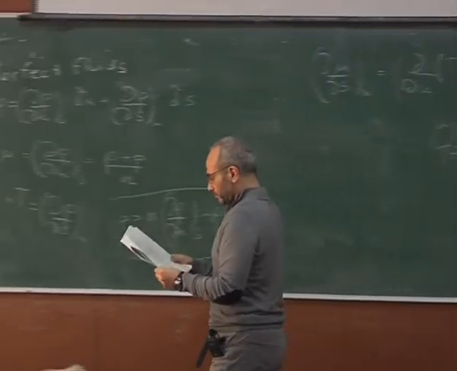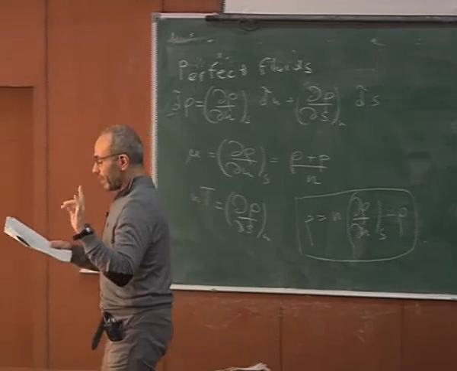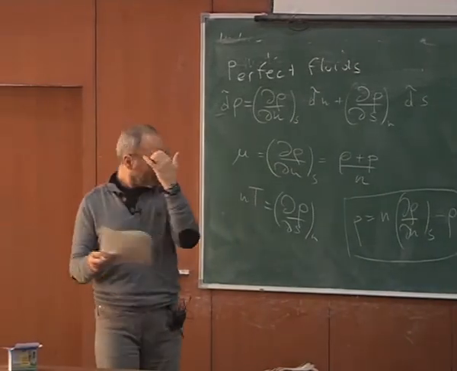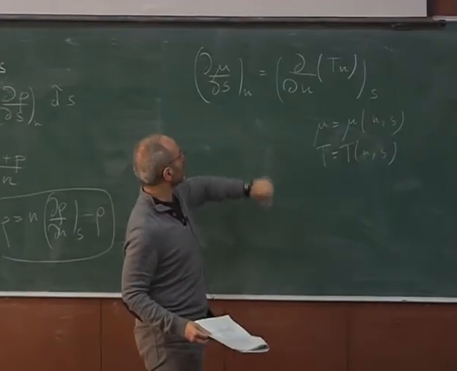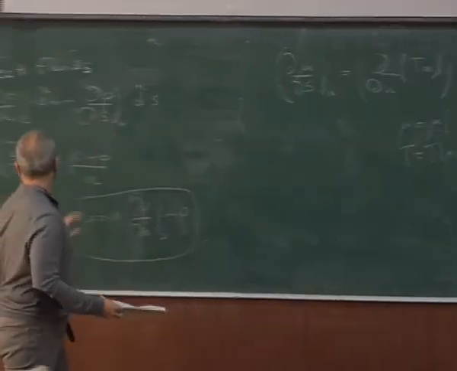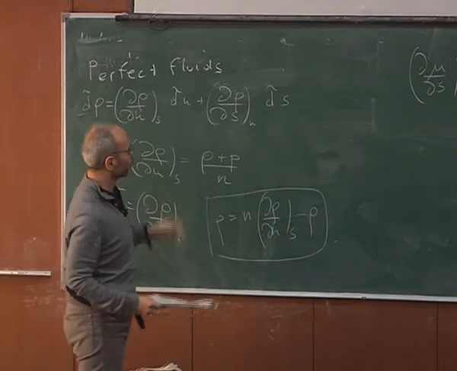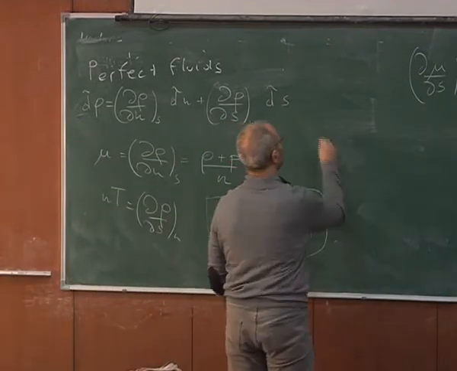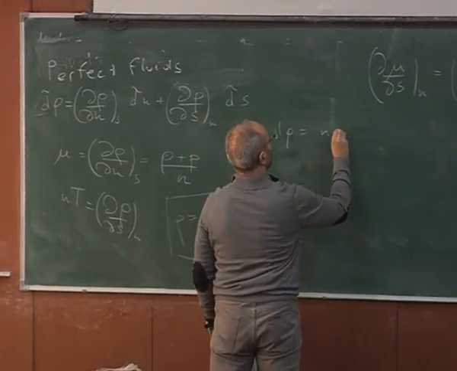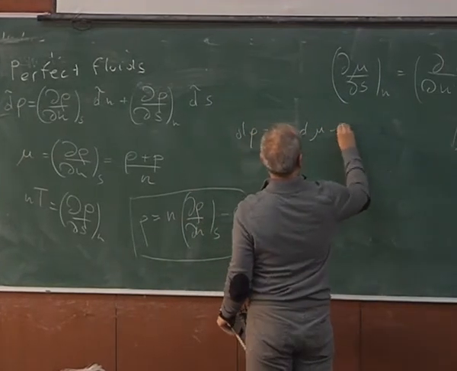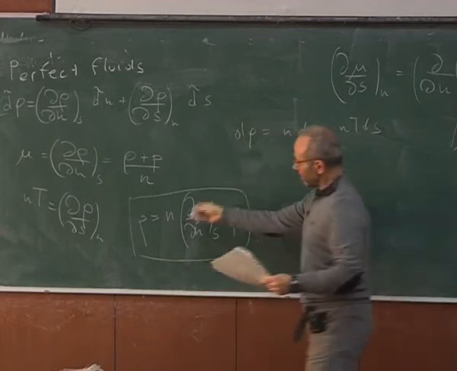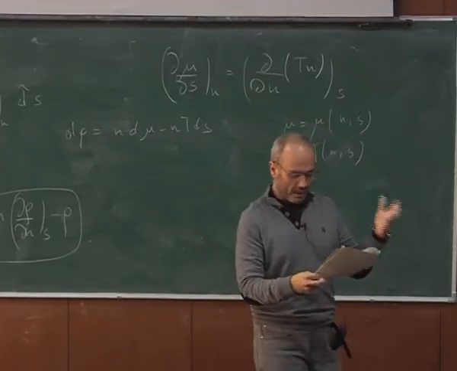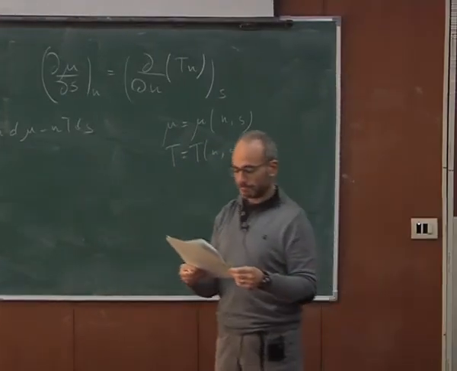Okay, so, right. Now, once we gave these two equations of state, which satisfy this constraint, then the first principle of thermodynamics, which is d rho equals n d mu minus n T ds, can be solved for rho. And once we have rho, we can solve for p, and then that's it, actually.